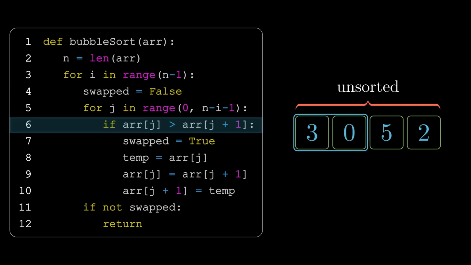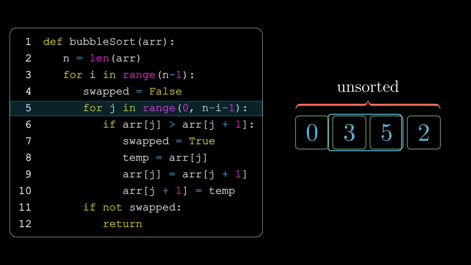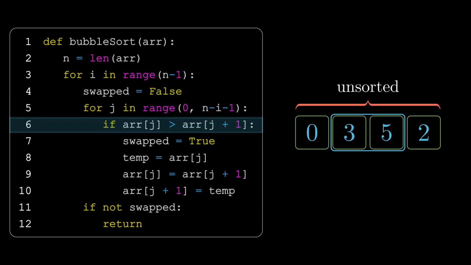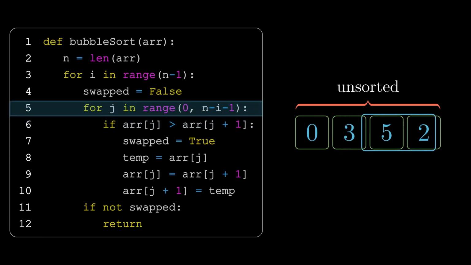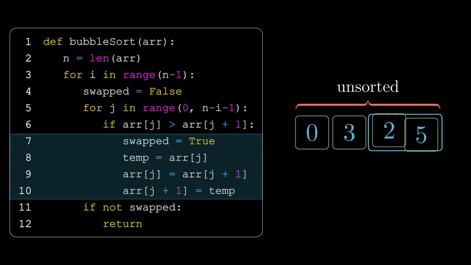In our case, the first two consecutive integers are 3 and 0. As we can see, 3 is greater than 0, so we swap them. From line 8 to 10, we swap these two integers. Then move one step ahead in the array and check if 3 is greater than 5 or not. As 3 is smaller than 5, we don't swap them and move one step ahead and compare 5 and 2. 5 is greater than 2, so we swap them.